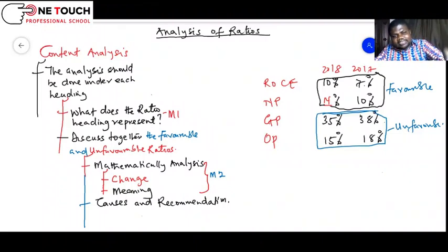Under content analysis, for each heading, you tell us what it represents. Then you discuss together the favorable and unfavorable. You look at the mathematical analysis, the change and what it means. After that, you tell us the causes. It may not be in the question, but what do you think will be some of the causes of that change? And what recommendation can you give?